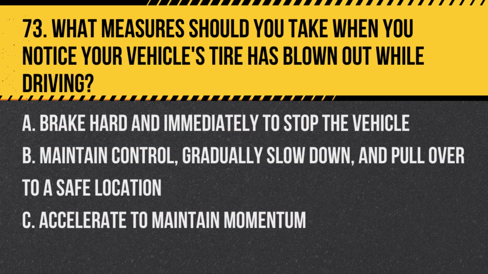Question 73. What measures should you take when you notice your vehicle's tire has blown out while driving? A. Brake hard and immediately to stop the vehicle. B. Maintain control, gradually slow down, and pull over to a safe location. C. Accelerate to maintain momentum. Answer. B. Maintain control, gradually slow down, and pull over to a safe location. Sudden braking can lead to loss of control, so it's important to decelerate smoothly.